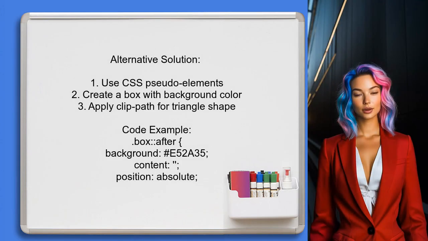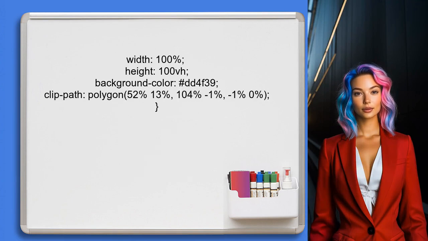An alternative solution provided by another user involves using CSS pseudo-elements. They suggest creating a box with a background color and using the clip path property to define a polygon that shapes the div into two triangles.